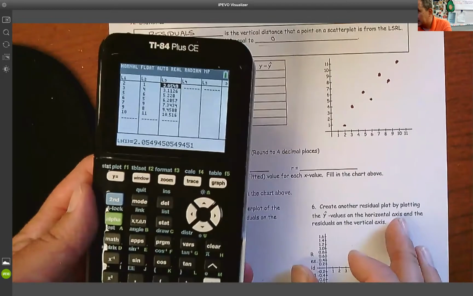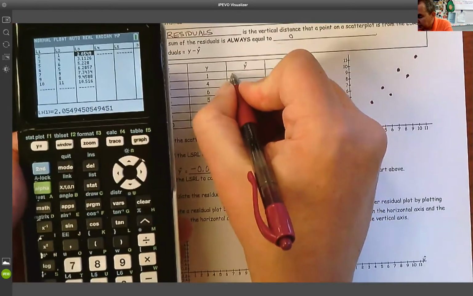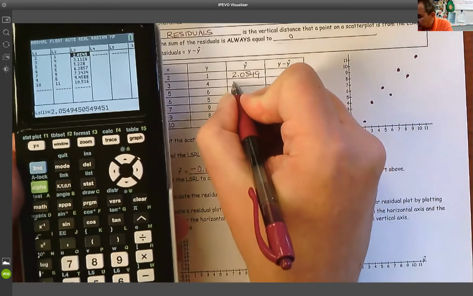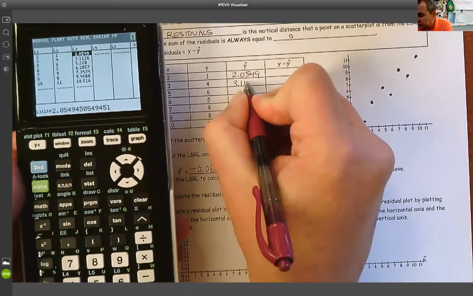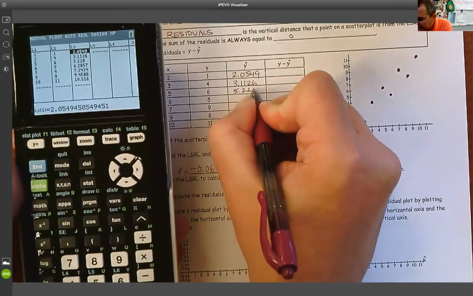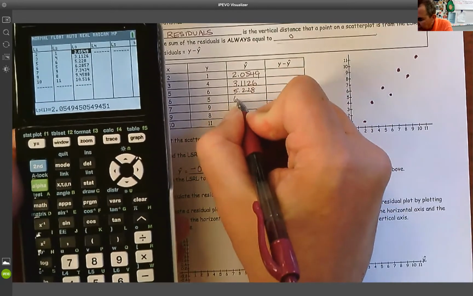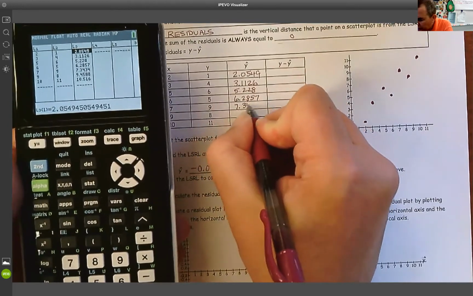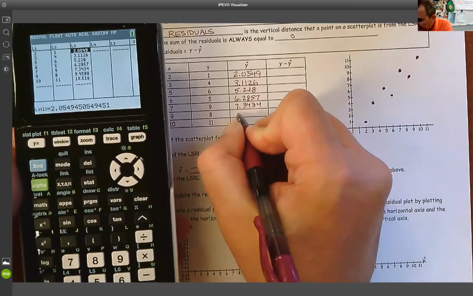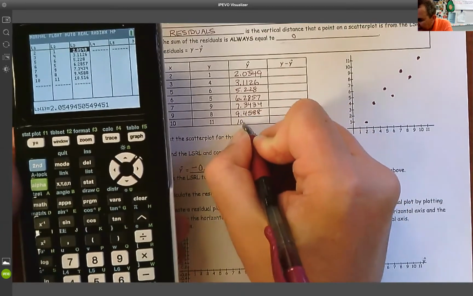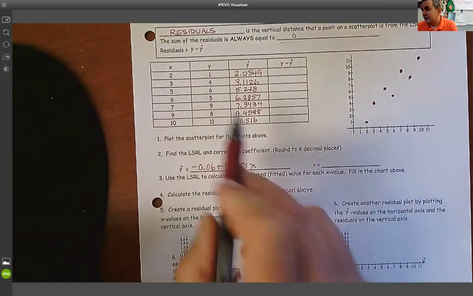So I thought it was going to be 2.0549. I thought it was going to be 3.1126. I thought it was going to be 5.228. The model should predict 6.2857, 7.3434, 9.4588, 10.516. So those are my predicted values.